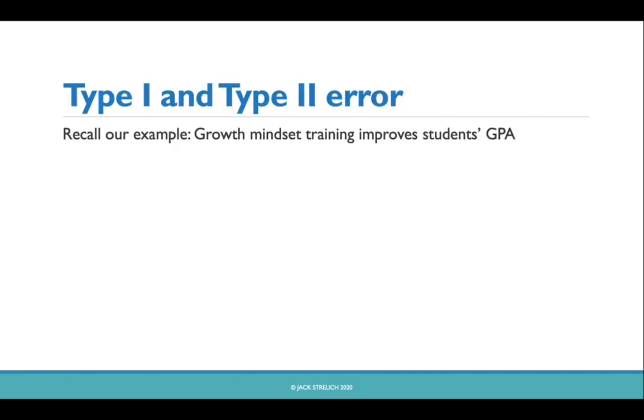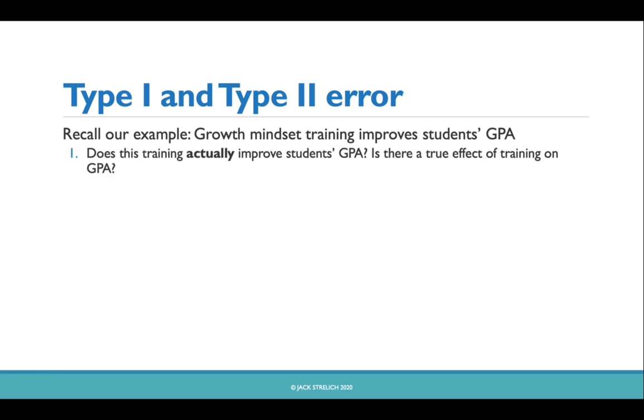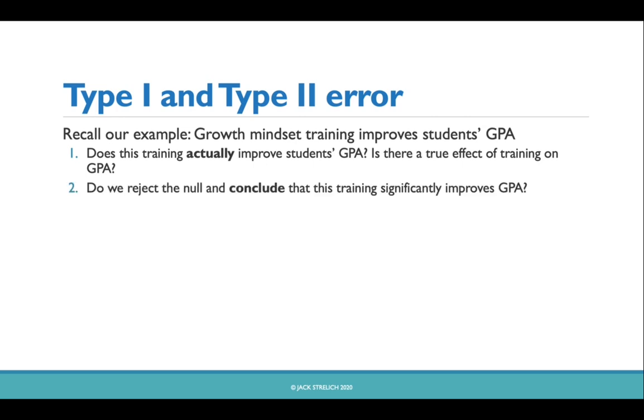So think back to our example and our research question investigating whether growth mindset training improves students' GPAs. There are two issues here. First, does this training actually improve students' GPA? In other words, is there a true effect of training on GPA? And second, do we reject the null and conclude that this training significantly improves GPA?